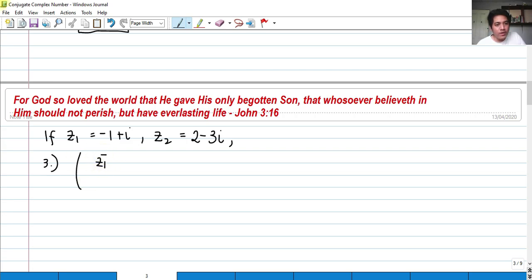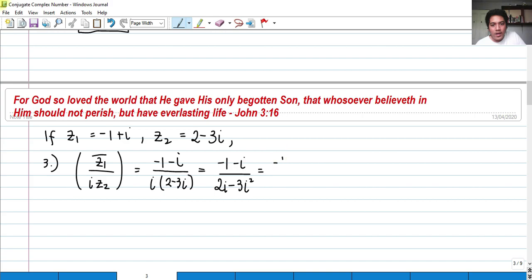The quantity is the conjugate of z sub 1 over i times z sub 2. Okay? So first, we're going to get the conjugate of z sub 1. So z sub 1's conjugate would be negative 1 minus i, all over i multiplied by z sub 2, which is 2 minus 3i. So evaluate negative 1 minus i. So we have 2i minus 3i squared, and evaluate the i squared.